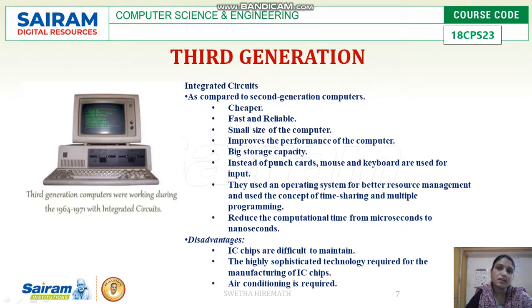That to calculate the processing speed was in microseconds for our second generation computers, whereas for the third generation computers it is in nanoseconds. And the disadvantages we faced in this third generation are: IC chips were difficult to maintain, highly sophisticated technology was required for manufacturing the IC chips, and also air conditioning was required.